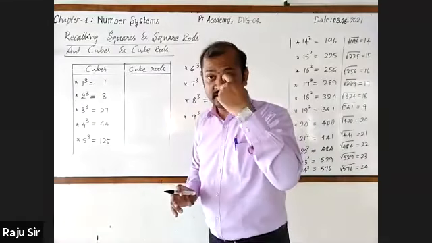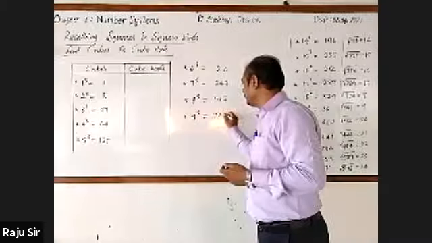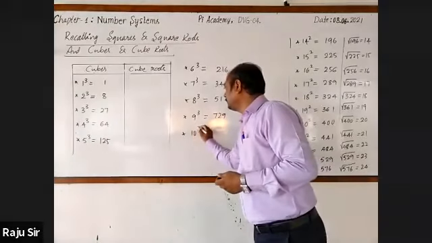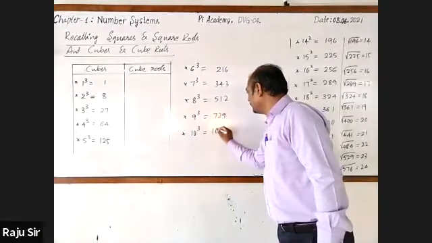I have given the chance to Rakshita B. Let her tell. If others will tell, I cannot. 729. Then 10 cube. 1000. Very difficult. Good. Right. 1000.